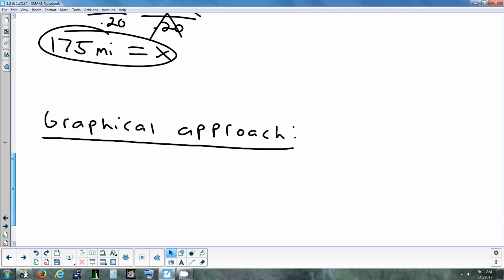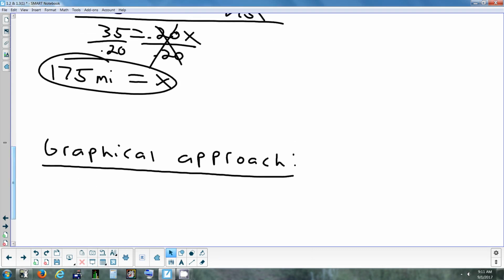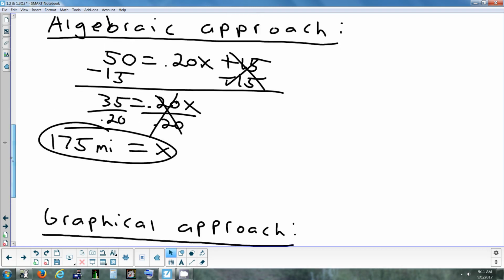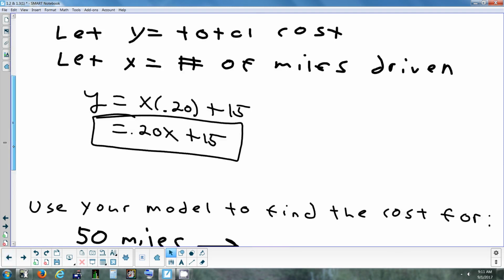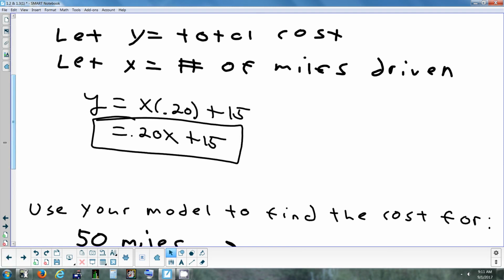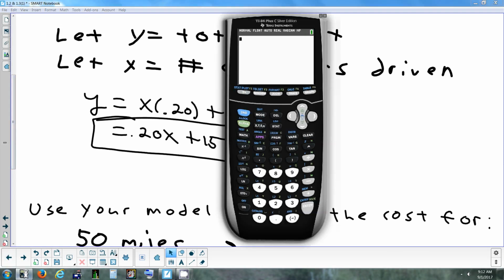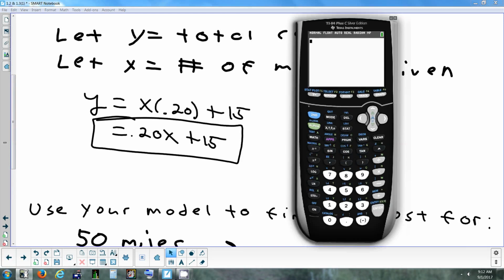Can anyone think how you could solve this problem graphically? Forget using a calculator, like if you wanted to do it on paper. How could you do this? It's basically like solving a system of equations. Yeah? Because the original equation is y equals mx plus b, we can graph it onto an xy plane and then find when y is 50 what x is.